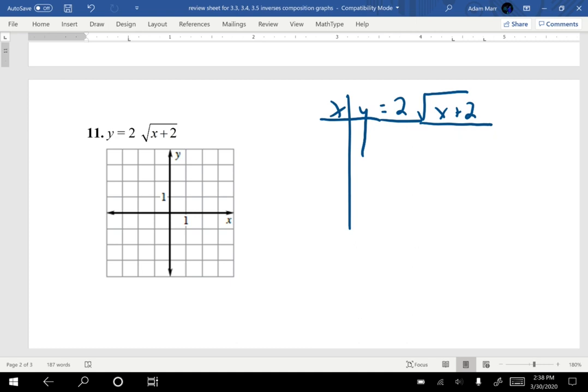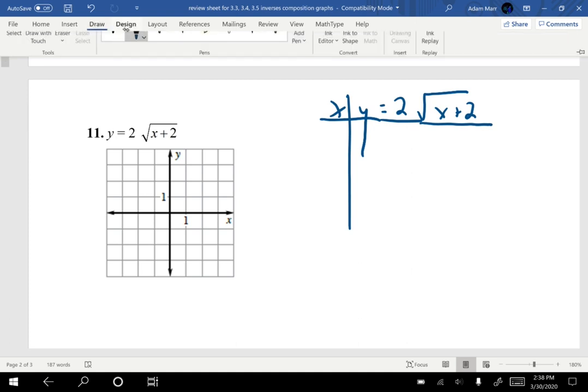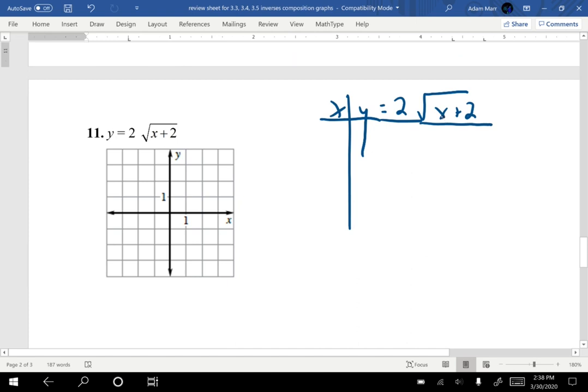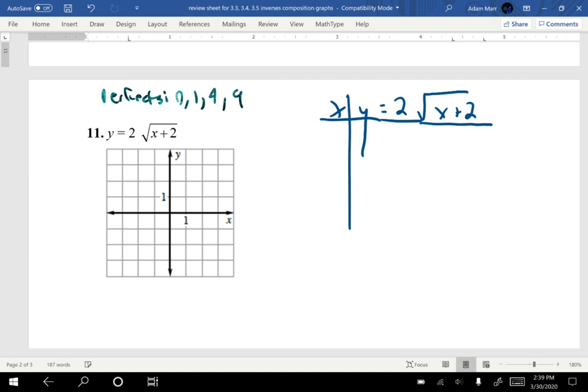What you have to do right here is come up with x values that make what's underneath the radical a perfect square, right? So what does that mean? Remember our perfect squares, our perfects, let's call them. That would be like 0, 1, 2 times 2 is 4, 3 times 3 is 9. Numbers like that are perfect squares.